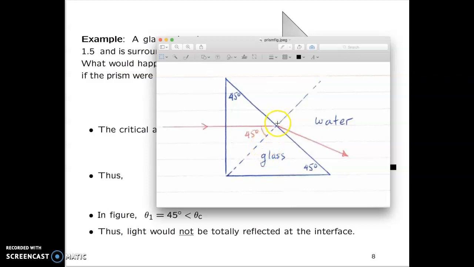Okay, so what I was trying to explain was we draw a normal line from this point where the light hits this interface. For convenience, I'll just extend it back to this corner of the prism. And then, if you do the geometry right, you should be able to conclude that if this is 45 degrees, this is 45 degrees, and this is normal to the surface, this should be 45 degrees as well. In other words, the angle of incidence is 45 degrees.